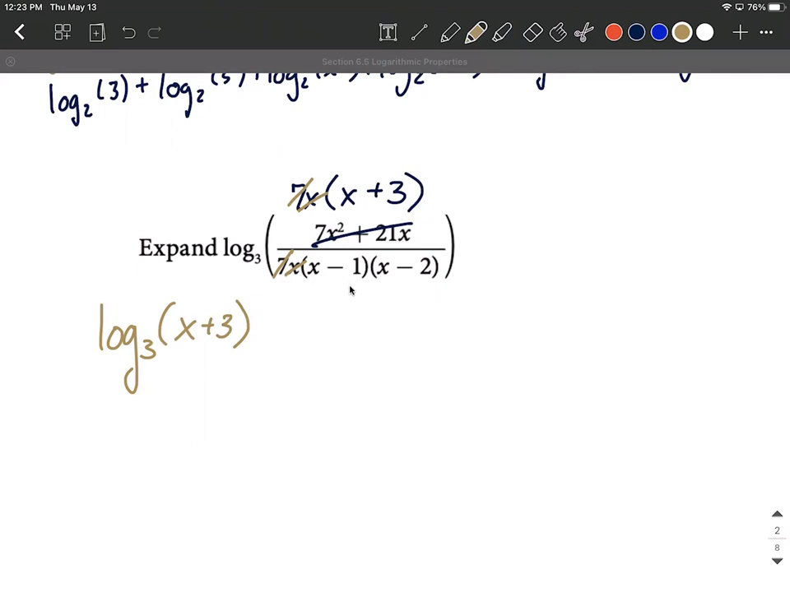x minus 1, there's another factor, so it gets its own log. But this came from the denominator, so it's going to be negative out in front. Log base 3, we have an x minus 2, that's a factor, it gets its own log, but it came from the denominator, it's going to be negative out in front. And there we have our final answer. Can't do any more expanding besides that because there's no more factoring to be done.